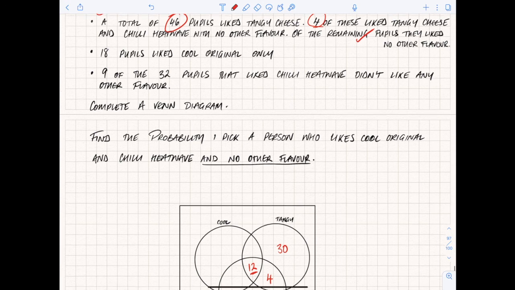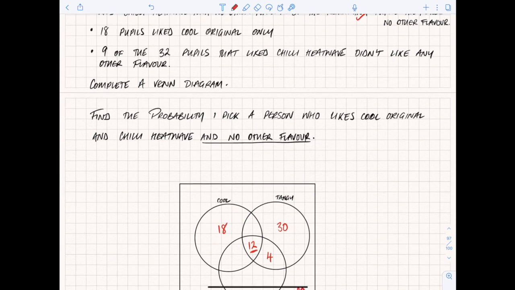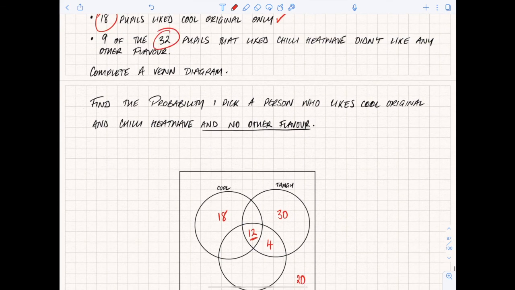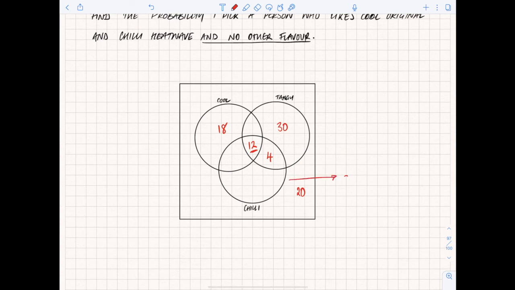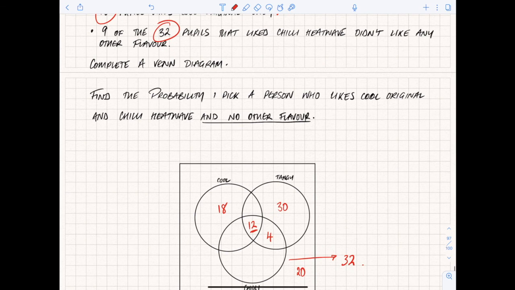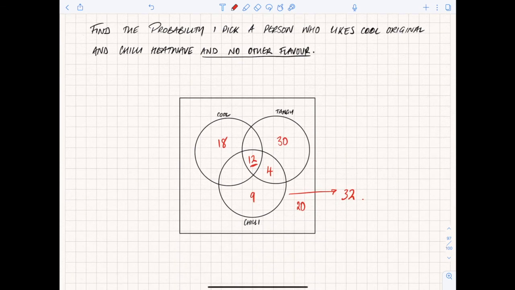18 pupils liked Cool Original only, which means that's my Cool Original. 18 only liked Cool Original, so they can't go in that section. They can't go in that section because they only like the Cool Original flavour. That's quite easy to fit in as well. And then it says 9 of the 32 pupils that liked chili heatwave. Okay, so 32 pupils liked chili heatwave, so that circle has to make 32. And it says 9 of them didn't like any other flavour. So that means that 9 has to go there.